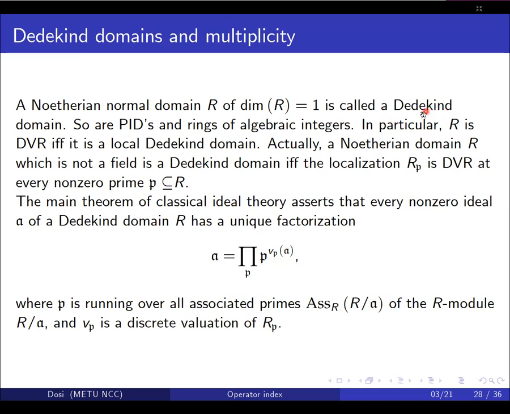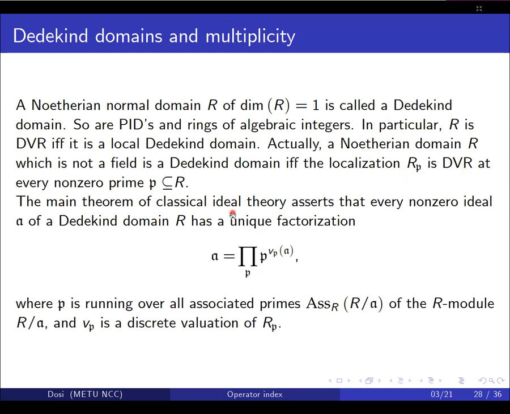So what has Dedekind? A Noetherian normal domain of dimension 1 is called a Dedekind domain. So all the principal ideal domains, the ring of algebraic integers, all of them are Dedekind. Local Dedekind exactly means DVR, discrete valuation ring. So actually R is Dedekind if and only if every localization at a point P is a DVR.